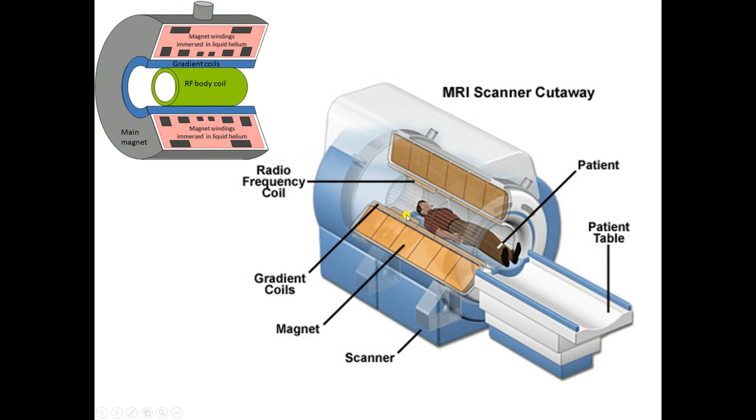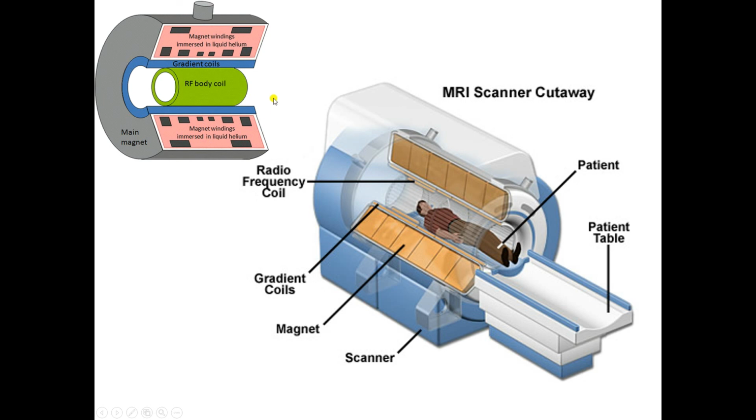So see these other coils here and here? These are the coils which are going to superimpose those changes onto the main field. So the field is always going from toe to head, and you're just going to make it a little weaker down here, stronger down here, always pointing in that direction. Different on your left than your right, always pointing in that direction. That's really important. So this is that magnet immersed in liquid helium.